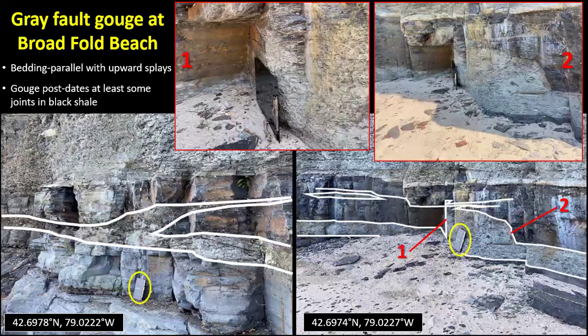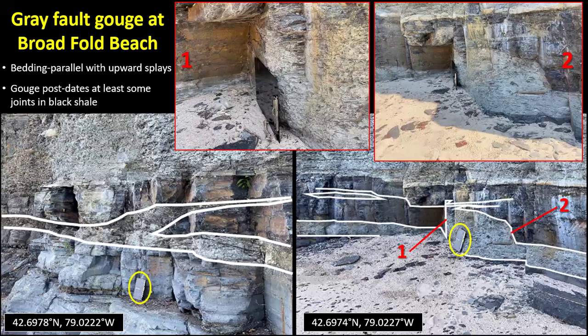On the other side of the broad open fold, there's a bedding parallel fault with gouge and upward splays exposed in the lakeshore bluff. The relationship of the gray fault gouge with joints in black shales indicates that the fault gouge, at least in part, was in place after joint formation. As mentioned before, the joints probably formed during deep burial and Alleghanian deformation. Some of the joints extend through the fault gouge, so maybe some of the joints were reactivated or enhanced later, perhaps during episodes of uplift, including glacial rebound, as suggested by Lash and Engelder.